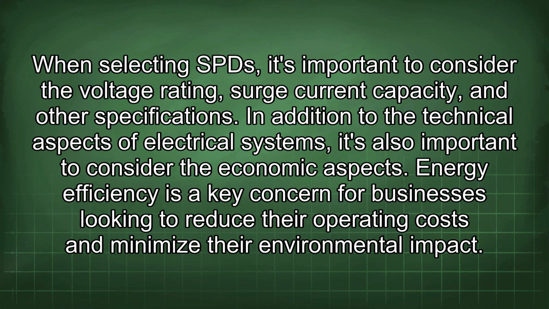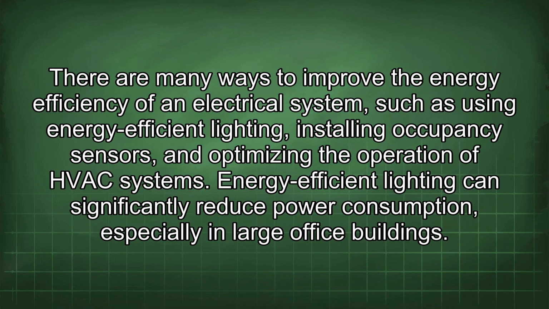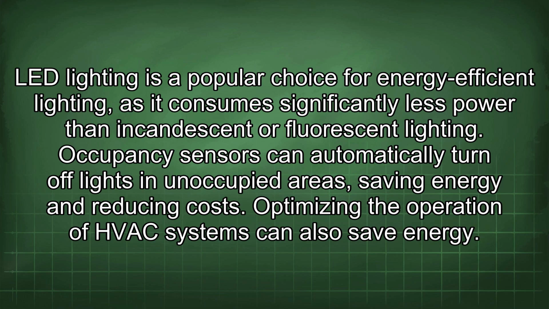In addition to the technical aspects of electrical systems, it's also important to consider the economic aspects. Energy efficiency is a key concern for businesses looking to reduce their operating costs and minimize their environmental impact. There are many ways to improve the energy efficiency of an electrical system, such as using energy-efficient lighting, installing occupancy sensors, and optimizing the operation of HVAC systems. Energy-efficient lighting can significantly reduce power consumption, especially in large office buildings. LED lighting is a popular choice for energy-efficient lighting, as it consumes significantly less power than incandescent or fluorescent lighting.